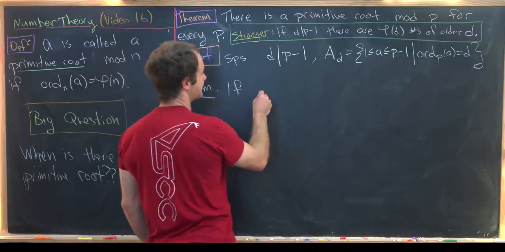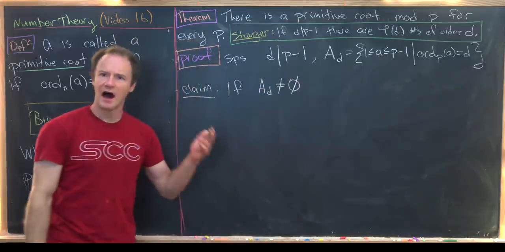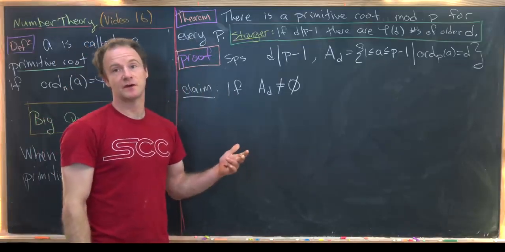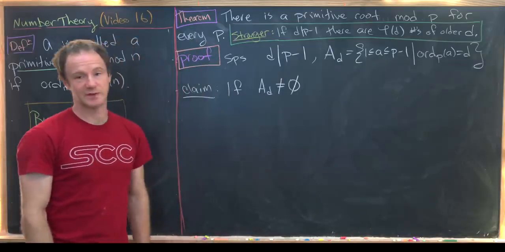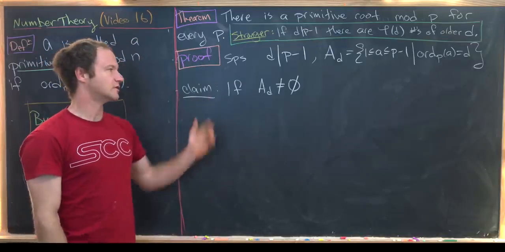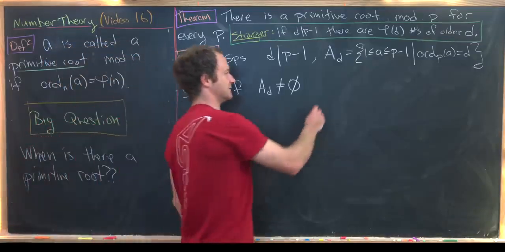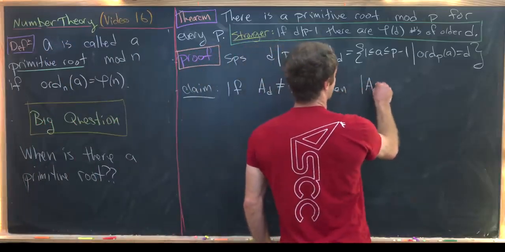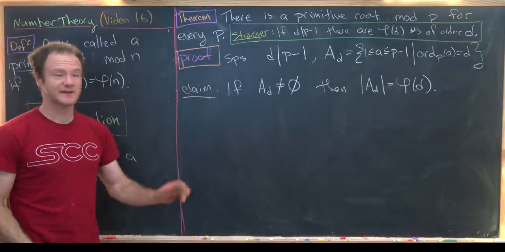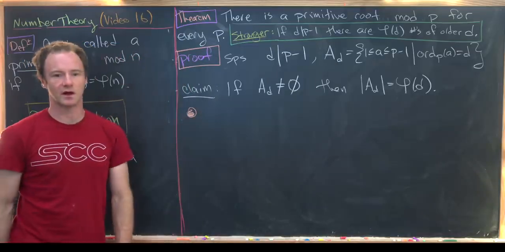And that is if A of d is not equal to the empty set, a priori it could be equal to the empty set. Maybe we do not achieve an order of a certain divisor of p minus 1. Maybe we don't achieve a primitive root in the first place. So we don't know that this is non-empty at the moment. Okay, but let's suppose it is non-empty. Then the number of elements in this set must be phi of d. Okay, so that's what we're going to start with. And we're going to do that by proving two competing inequalities.